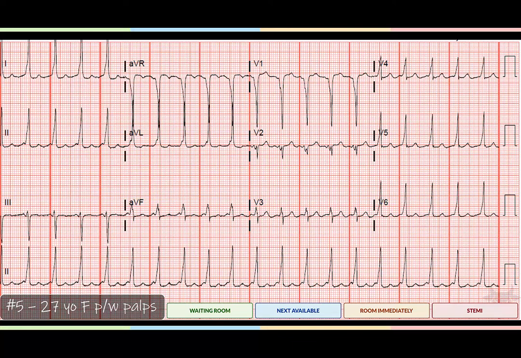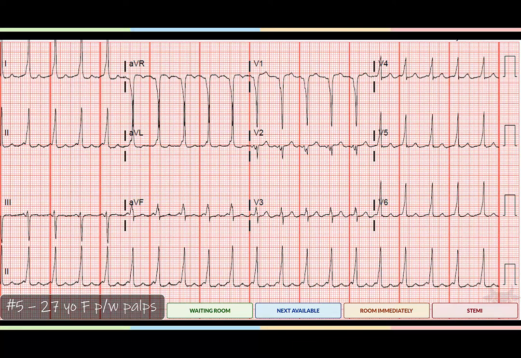This is a 27-year-old that presented with palpitations, and we determined that she likely has Wolff-Parkinson-White or an accessory pathway, but she's currently in sinus, although it is sinus tachycardia. So what do you want to do with this one? Yeah, this is another one that sort of sits on the fence. If we knew she had WPW, maybe next available or room immediately, depending on exactly what the chief complaint was. I'd probably put next available. She's almost 130. Never mind. I'm going to go room immediately.